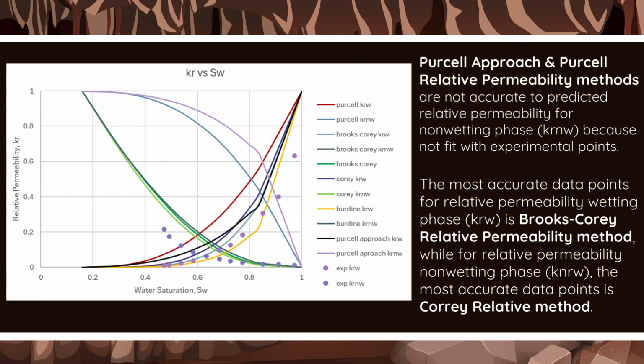For the conclusion of this project, as we can see from this graph, Purcell approach and Purcell relative permeability methods are not accurate to predict relative permeability for non-wetting phase because data points do not fit with experimental points. And the most accurate data points for relative permeability wetting phase is Brooks-Corey relative permeability method, while for relative permeability non-wetting phase, the most accurate data point is Corey relative method.